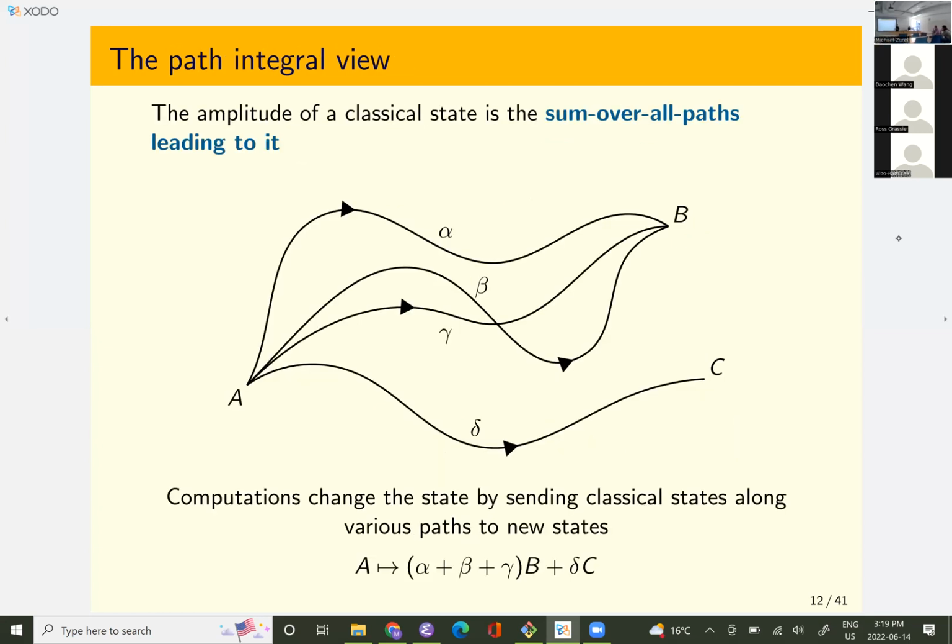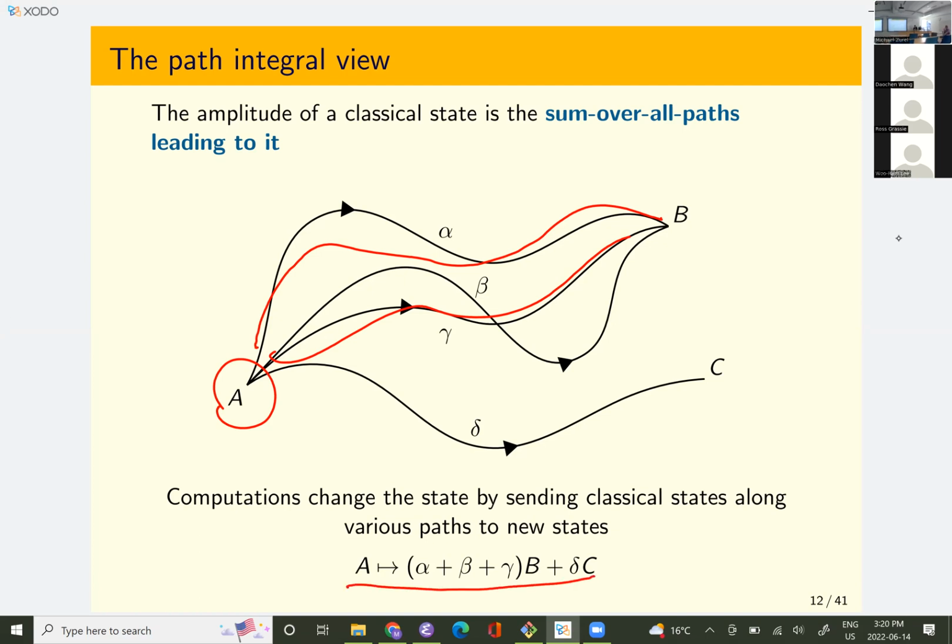So there exists another formulation of quantum mechanics, and I don't want to talk about it too much because I'm not a physicist, and I'll probably embarrass myself. But in the 40s, I believe Richard Feynman developed the path integral formulation of quantum mechanics. In this formulation, you don't think of the amplitude of a state as simply a complex number. It's the sum of the amplitudes of the paths leading to that particular state. So we can think of a quantum process like this one as sending the classical state A along a bunch of different paths to B, each with their own amplitude. And in the path integral formulation, these paths are equal weight but at varied phase, I believe. So a computation really sends A to the sum of states B and C with different amplitudes.